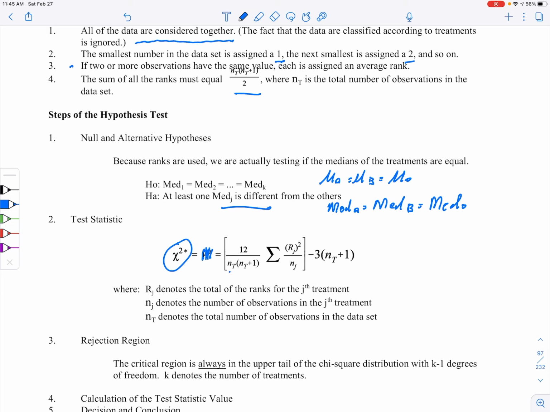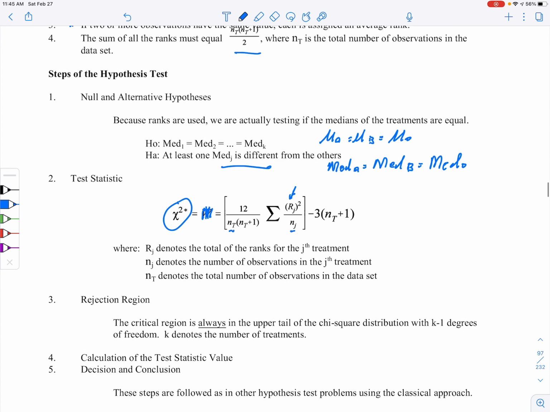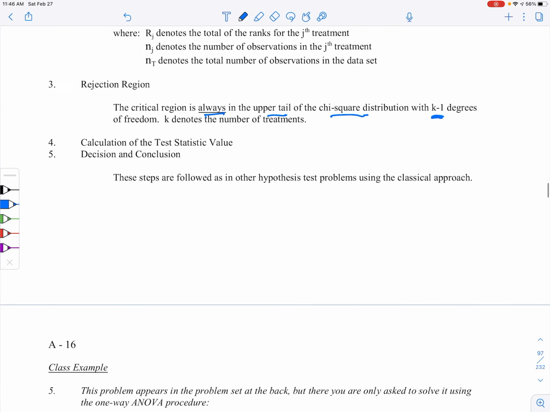Now you've seen NT before, and the NJ is just the N for the jth treatment, and then this is the sum of the rankings. And so we'll go through and take a look at that. The rejection region is always an upper tail chi-square test, with K minus 1 degrees of freedom, where K is the number of treatments. And then calculate your test statistic and then your decision. So let's run through an example here.